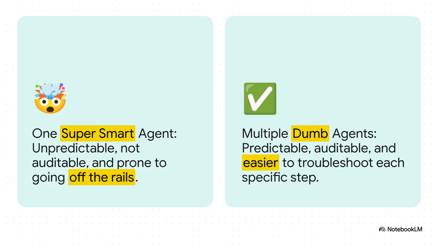The temptation is to build one all-powerful, super smart agent that can do everything. But that approach just leads to unpredictable results. It's a black box you can't really audit. The smarter way, it turns out, is to use multiple, simpler agents, each with one very specific job. It's way easier to build, easier to fix when something breaks, and just far more reliable.